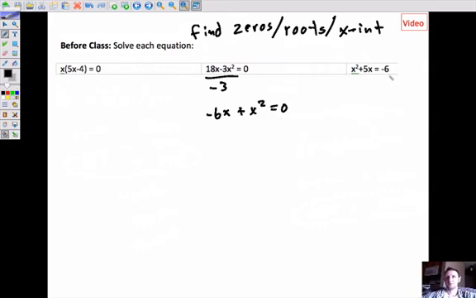And then this last one, you will have to get rid of the negative 6 over here so that you have a 0 and everything else on the left side first. Then factor it and find the zeros.